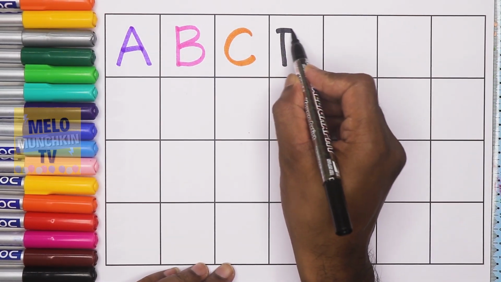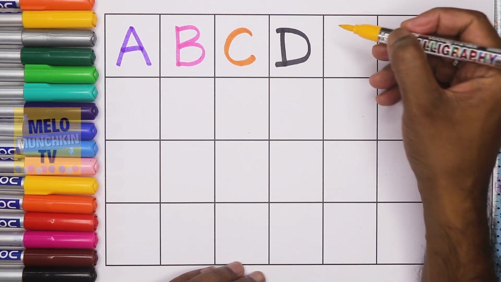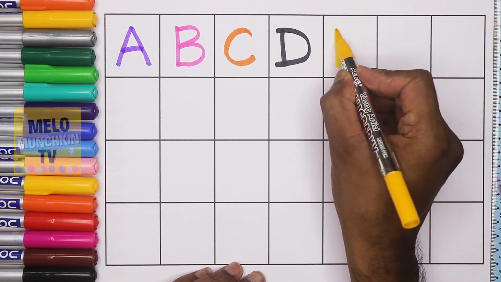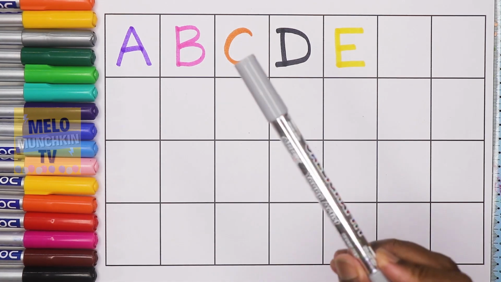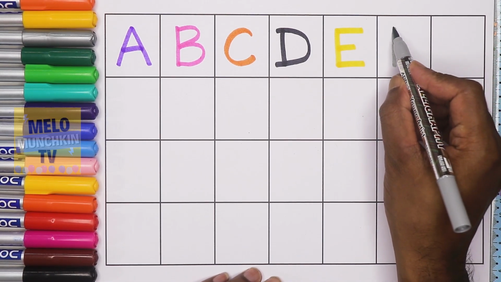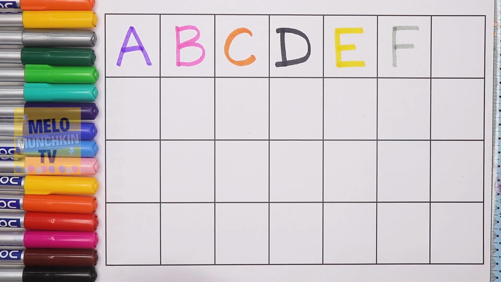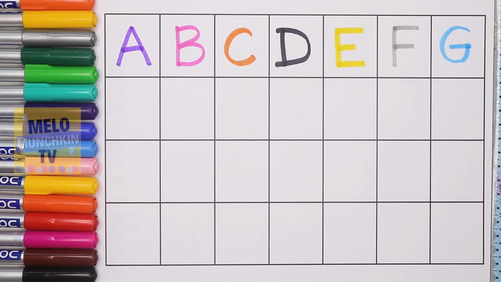D for donkey. Yellow color. E for egg. Gray color. F for fish. Blue color. G for goat. Brown color.